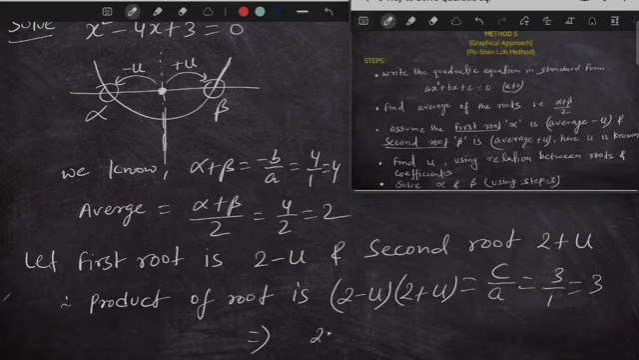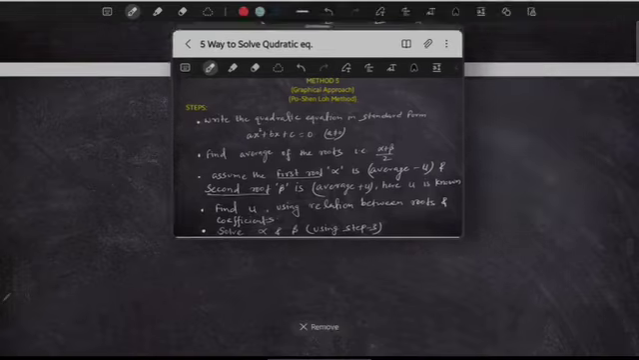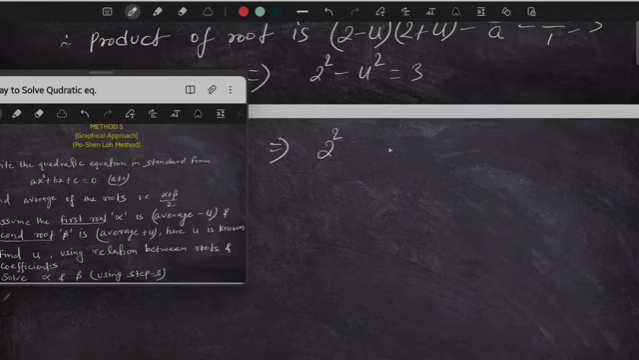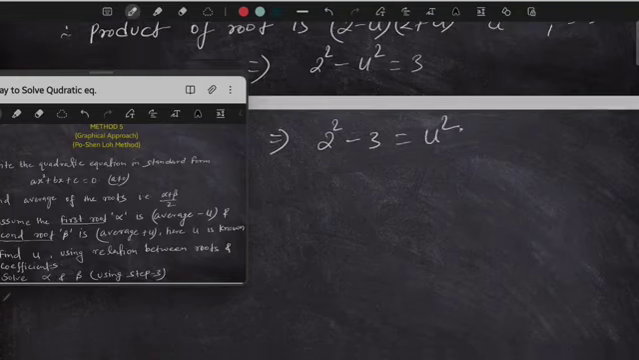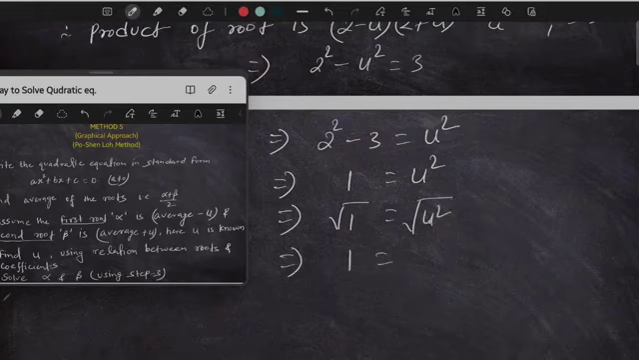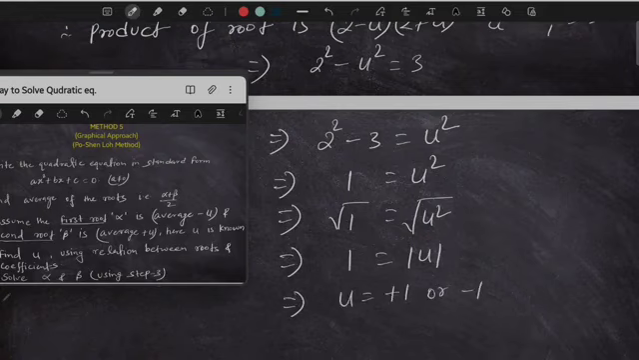This implies that 2 square minus u square is 3. Therefore, moving 3 to the left side it is negative 3, and u square moved to the right side is positive u square. So 4 minus 3 is 1, equal to u square. Taking the positive root on both sides, root 1 is 1 and root of u square is mod of u. So u is positive 1 or negative 1, both are true.